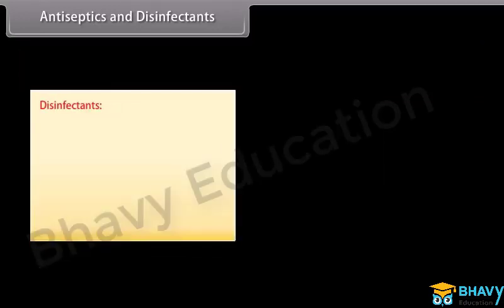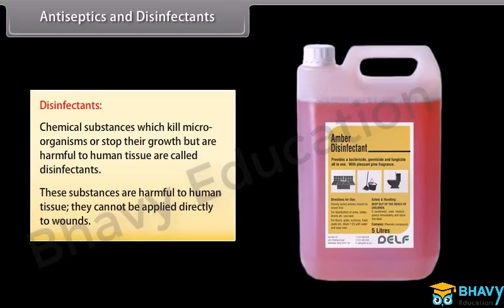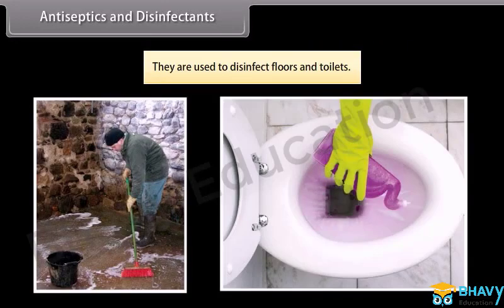Disinfectants. Chemical substances which kill microorganisms or stop their growth but are harmful to human tissues are called disinfectants. These substances are harmful to human tissue. They cannot be applied directly to wounds. They are used to disinfect floors and toilets. For example, phenol, sulfur dioxide, and chlorine.